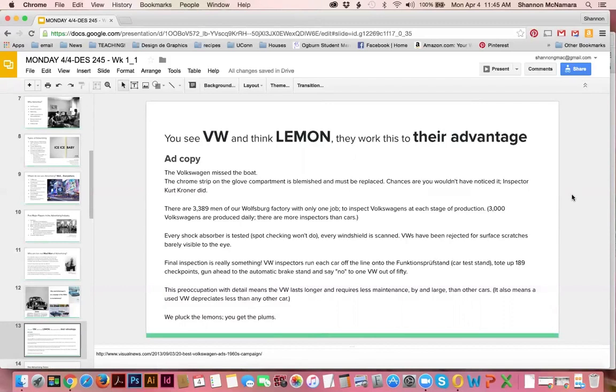Every shock absorber is tested. Spot checking won't do. Every windshield is scanned. VWs have been rejected for surface scratches barely visible to the eye. Final inspection is really something. VW inspectors run each car off the line onto the funktionsprüfstand, car test stand, tote up to 189 checkpoints, gun ahead to the automatic brake stand, and say no to one VW out of 50. This preoccupation with detail means the VW lasts longer and requires less maintenance, by and large, than any other car. It also means a used VW depreciates less than any other car. We pluck the lemons, you get the plums.